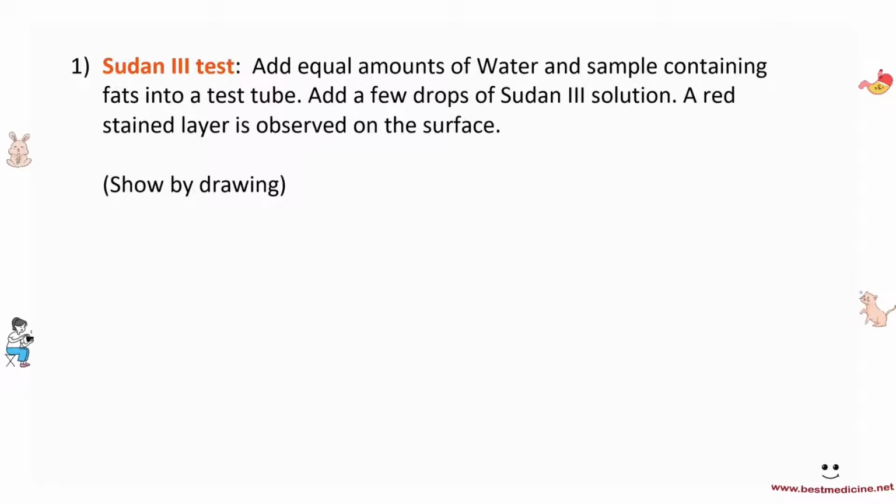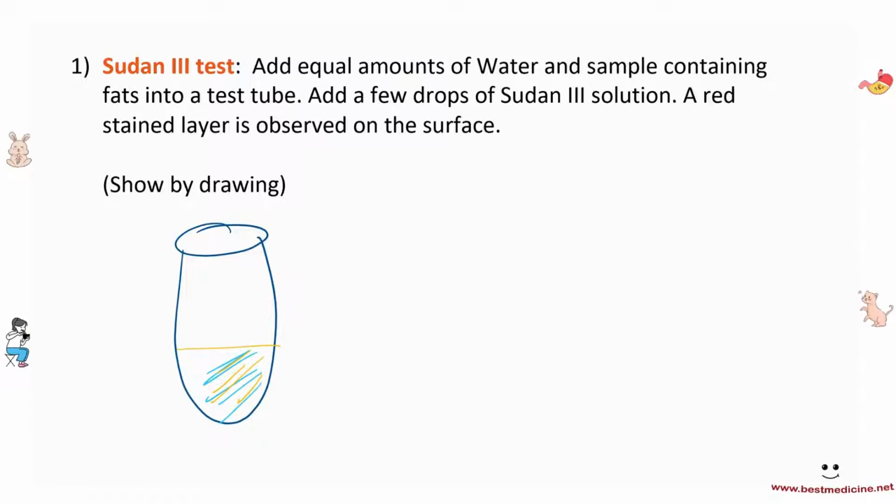So basically what I mean by this is that you have a test tube, right? And in this test tube you put some water, and you put some fatty material here, and you mix it together. After mixing it, you add some Sudan 3 solution. And once you add Sudan 3 solution, what you will observe is a red colored emulsion that appears at the surface. And that means that the test is positive.